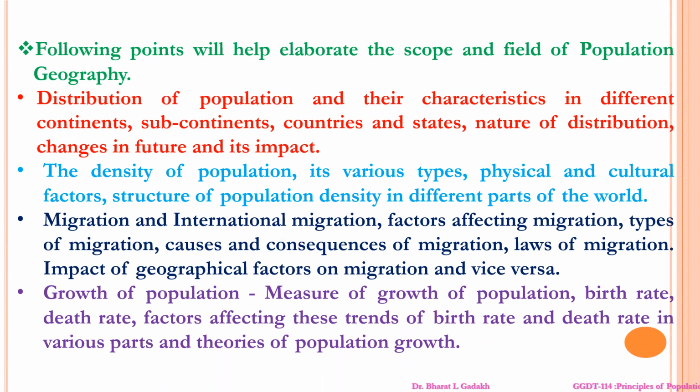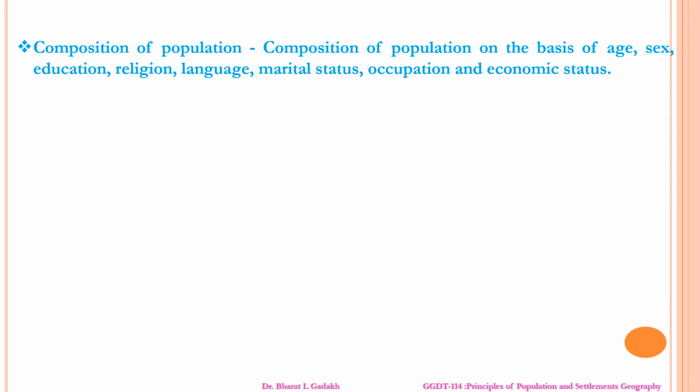This is important here. Now the next point is the growth of population. This means the measure of growth of population, birth rate, death rate, factors affecting the trends of birth rate and death rate in various parts of the world, and then some theories of population growth. Very important here.